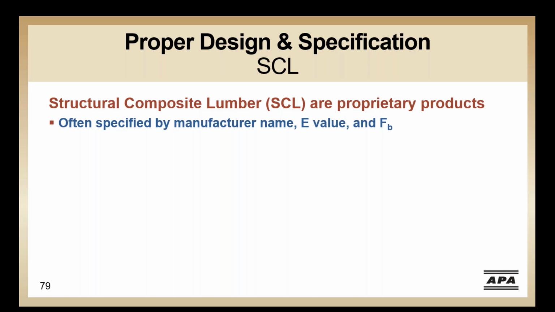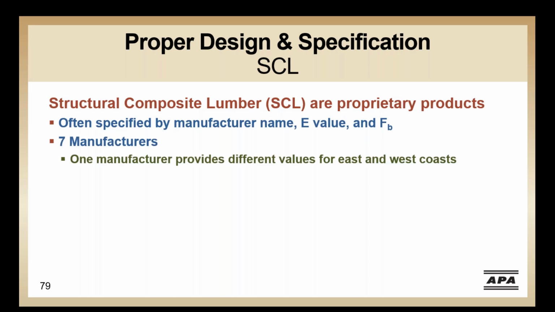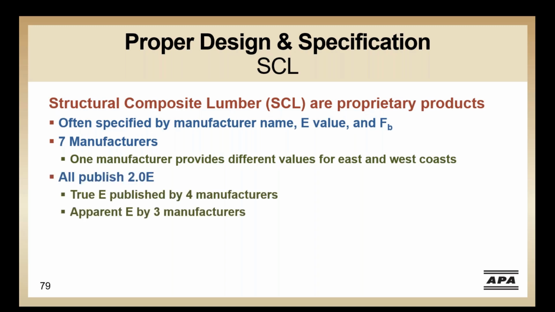Some may publish the lowest design value from the different wood species, providing only one set of design values across the United States. We're going to discuss why it is important to get the information correct in the specification. Structural composite lumber is often specified by its manufacturer's brand name, E value, and the bending stress value F sub B. We reviewed design values from 7 LVL manufacturers. One manufacturer publishes different values for eastern states than western. While all 7 promote a 2.0 E product, we can see where confusion immediately comes into play as we compare to the manufacturers that publish apparent E values.